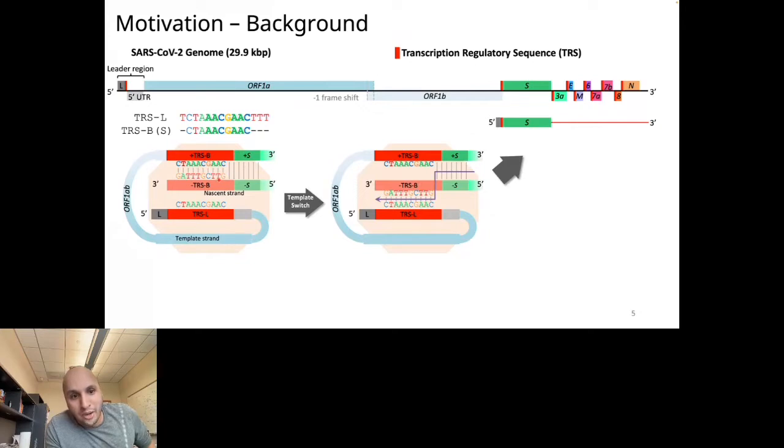So rather than continuing on to the left, like moving on to 1B and then 1A and the rest of the genome, it can actually undergo template switching. It can make a jump to the beginning of the viral genome, this 5' end over here. And when this happens, you get a transcript that looks like this. It has the leader part, and then it skips over 1AB. So when the ribosome translates this subgenomic messenger RNA, it will produce the spike protein.